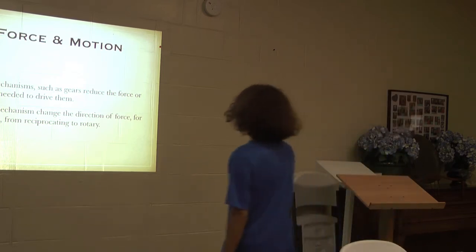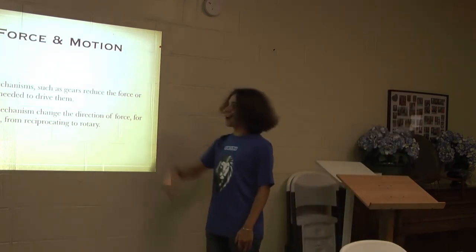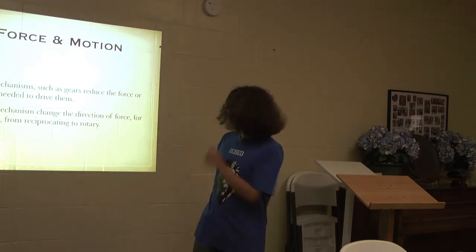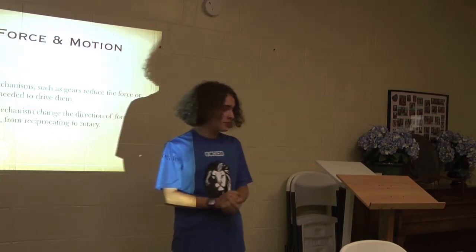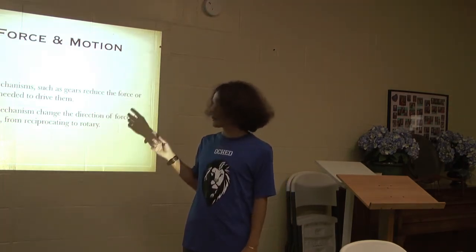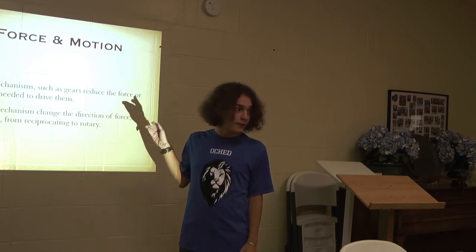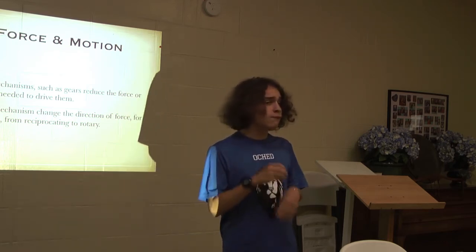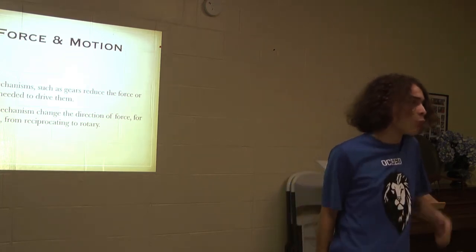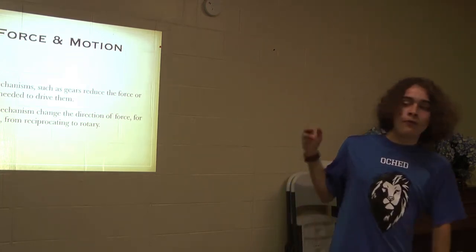Now here, force and motion. Car mechanisms such as gears, like the transmission, or pulley systems inside the timing system actually reduce the force and/or energy needed to drive them. So what would normally take like 4 power strokes to move a car once would only take 1 or 2 with the help of all this.